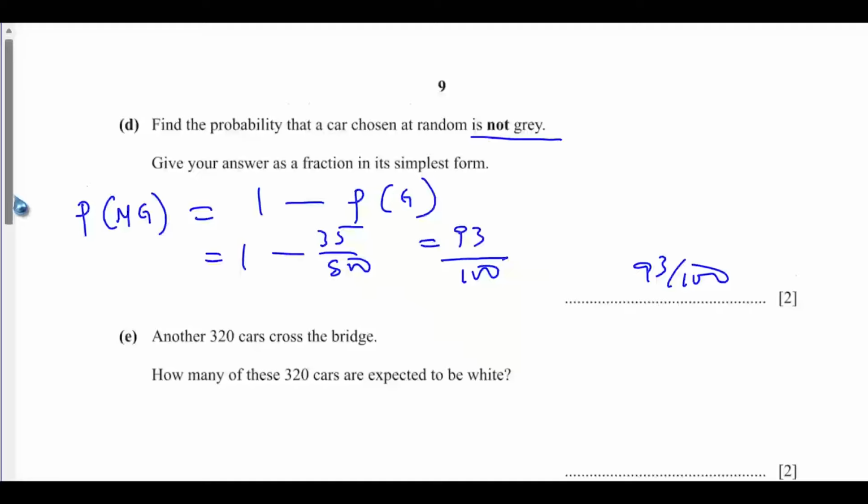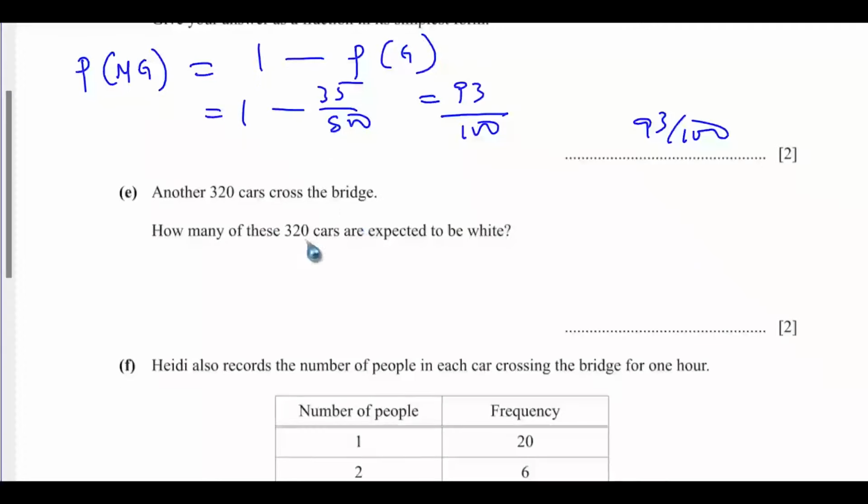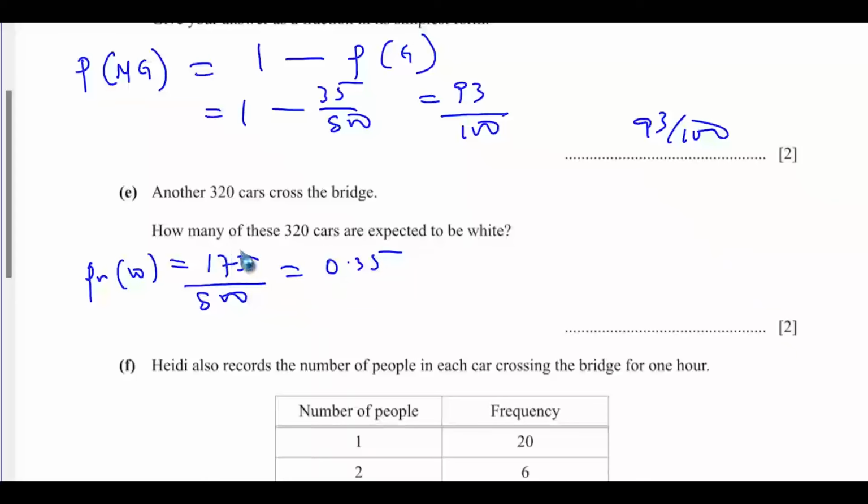Then 5e, another 320 cars cross the bridge. How many of these 320 cars are expected to be white? So we need to firstly find the probability that it is white. So the probability that it will be white should be equal to the number of white, that's 175 over 500. So this will give us 0.35. So for the 320 cars that are crossing the bridge now, the number of expected cars to be white will be the probability of white, which is 0.35, multiplied by 320, and that will give us 112. So 112 cars are expected to be white.